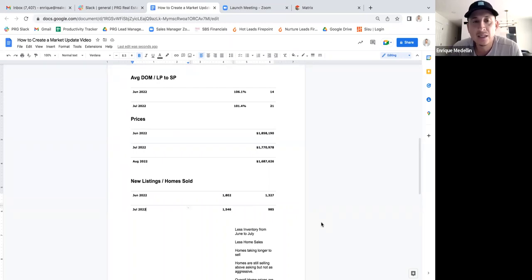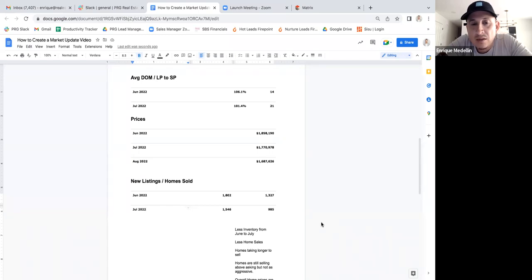What we looked at is the list price to sales price ratio is down. So homes are still selling over asking, but not as aggressive. That's probably because agents are getting more realistic on the prices now, whereas before, everything was priced super low and then going way, way high. Homes are taking longer to sell. The overall price has come down.